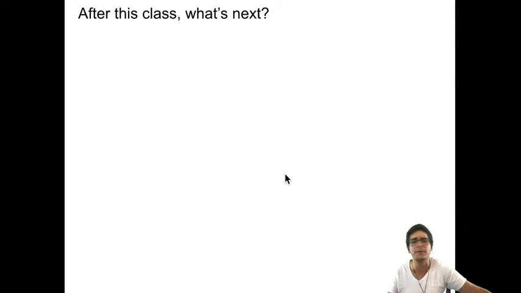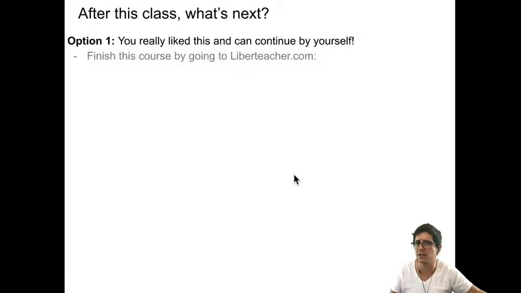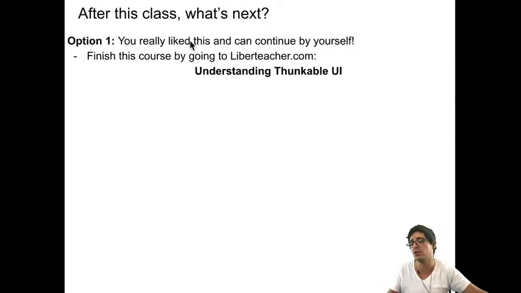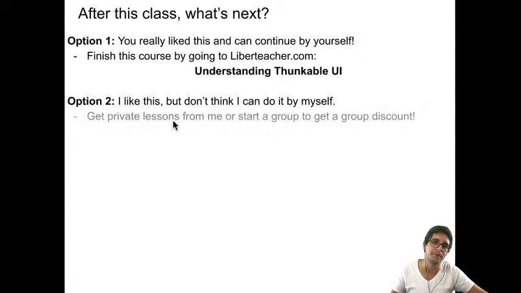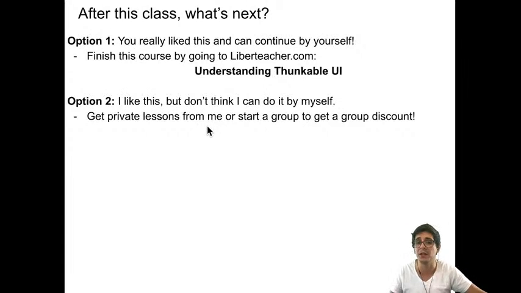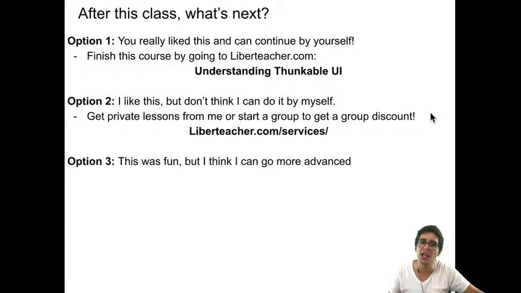But let's say you finish this class. What's next for you? Well, there's really three options. One, you like this and you want to continue by yourself. You could do that by going to LibreTeacher.com, and you can just jump in and start the course under Understanding Thunkable's UI. Option two is you like this, but you don't think you can do it by yourself. You have two options. You can get private lessons from me, or you could start a little group of your friends, and you can have me be the instructor for the group, and you get a group discount. That's under LibreTeacher.com/services.